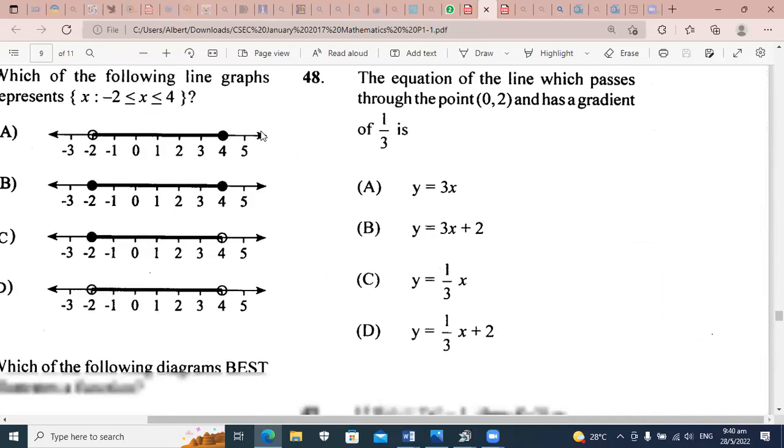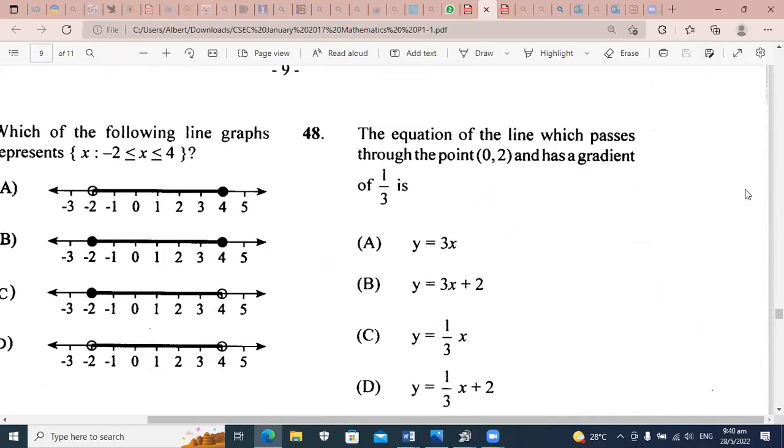Look at 48. Now, if you guys were at my little session on Thursday, we were looking at the equation of a straight line. y equals mx plus c. Anybody can figure out this question? They asked us to find the equation of a line. Do you guys remember how to find the equation of a line? No?